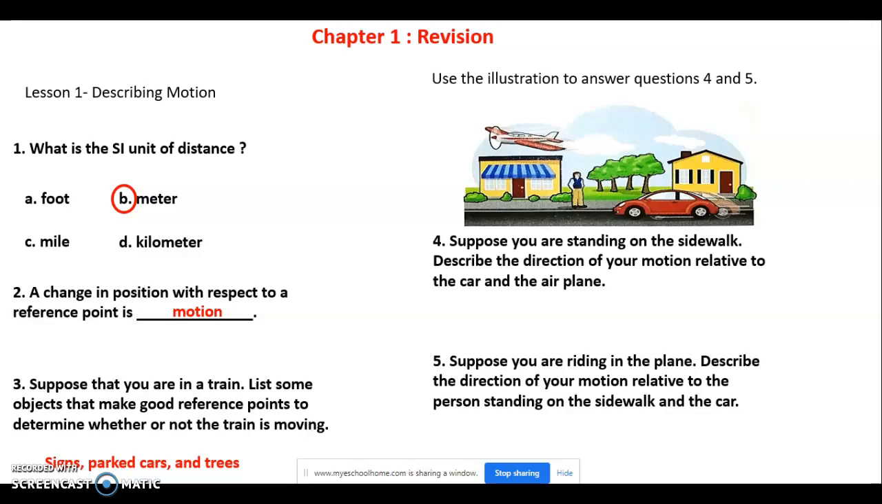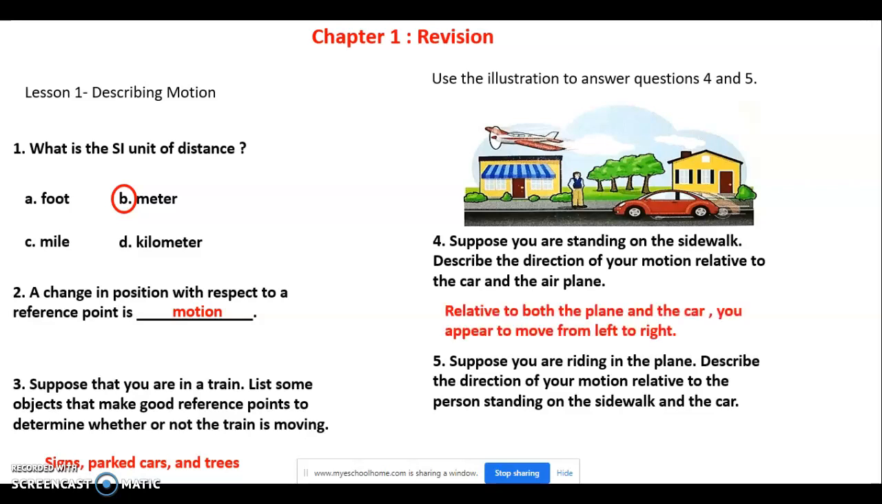It's okay. We can study this case. But which references are better than others? Those that are at rest with respect to the ground. Now use the illustration to answer questions 4 and 5. Suppose you're standing on the sidewalk. Describe the direction of your motion relative to the car and the airplane.